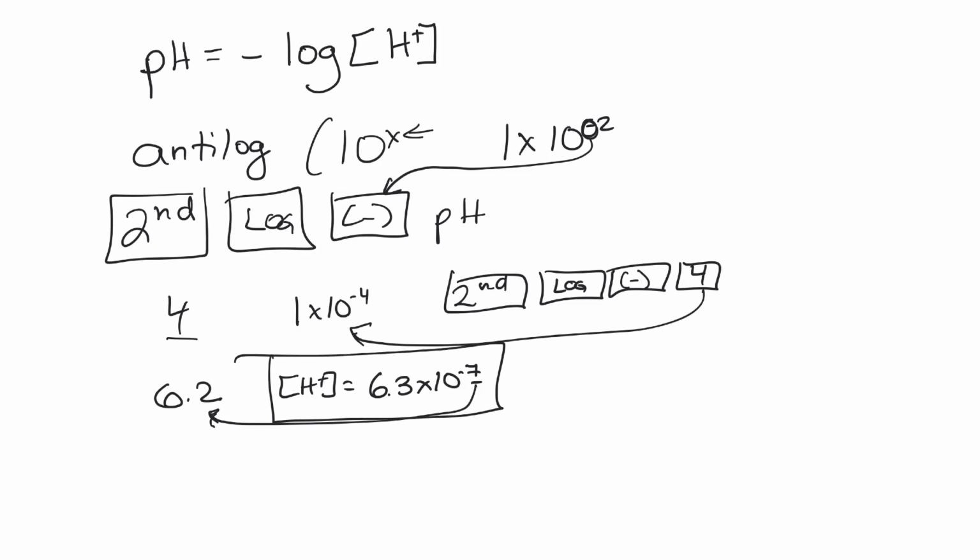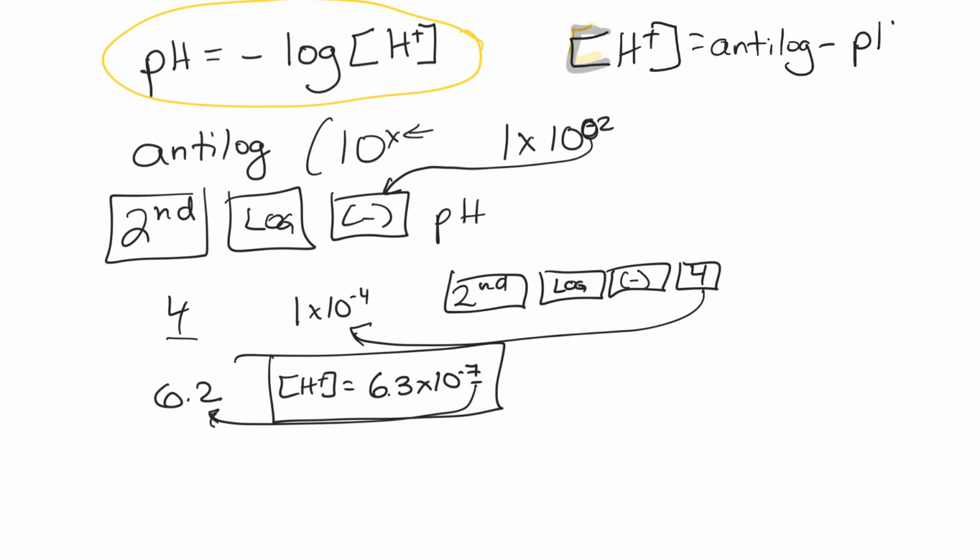So that's all there is to these two problems. You've got two formulas. You've got the pH is the negative log of H plus, and then reverse if you're trying to find the concentration of H plus. Let me get a black pen here. Concentration of H plus. That's going to be the second log, or the antilog of the negative pH.